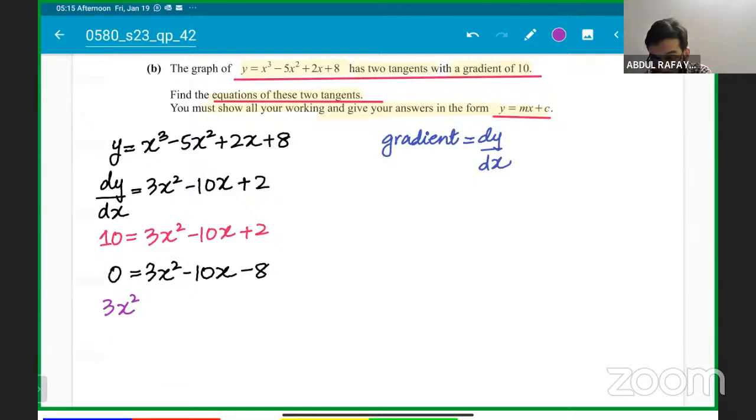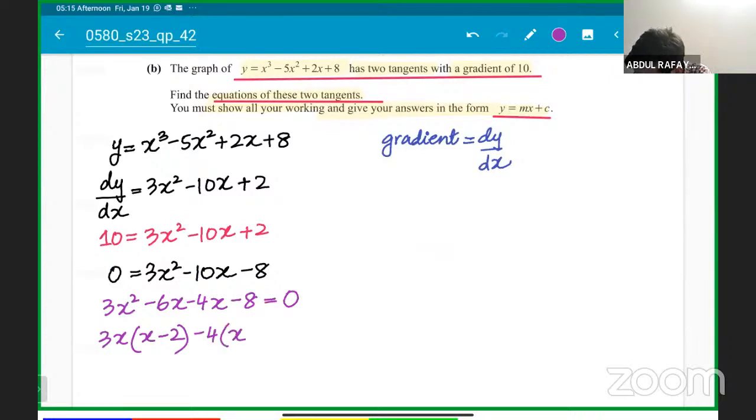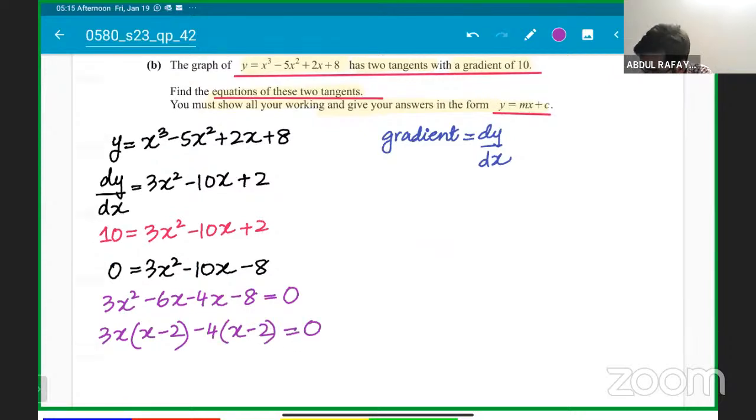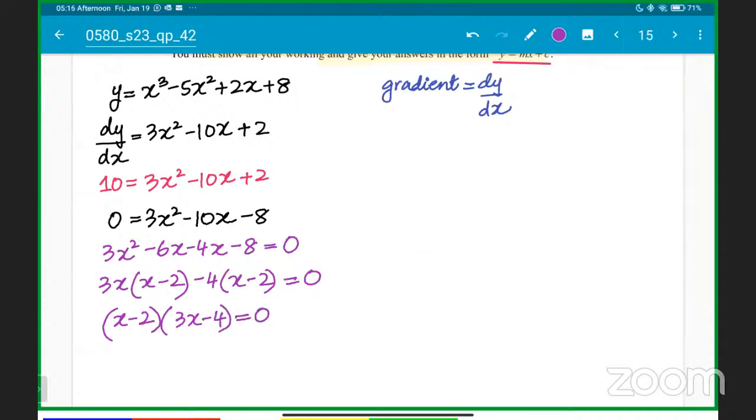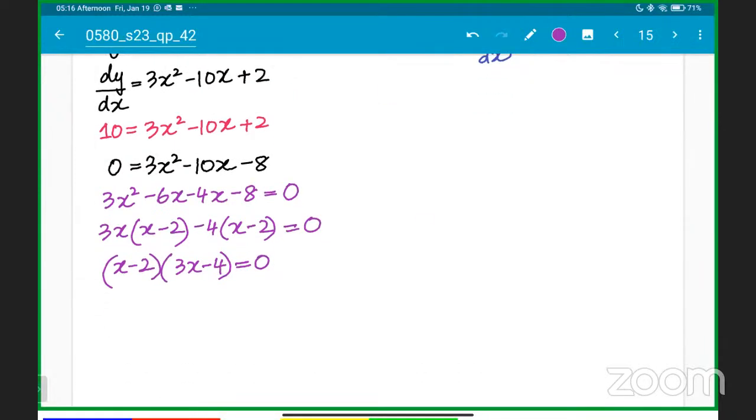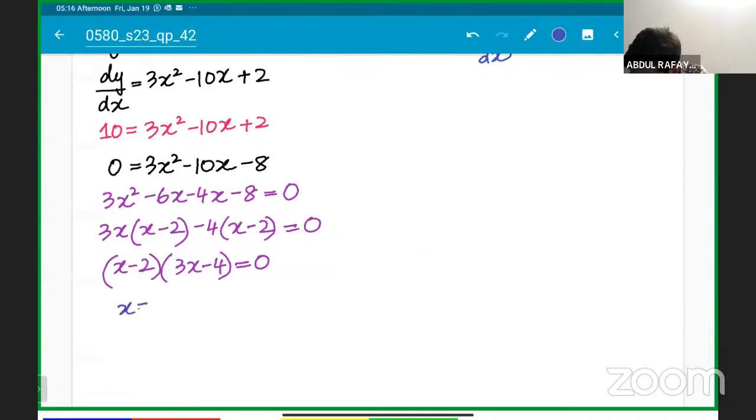Middle term breaking: 3 eights are 24, and then 6 fours will help us. 6 fours is 24, and 6 plus 4 will become 10. So here we go, we get the two values of x, students. We'll first have to find the coordinates. We are getting the x values. Everyone following? So we need to understand that x = 2 and x = 4/3. These are the two x coordinates on the tangent.